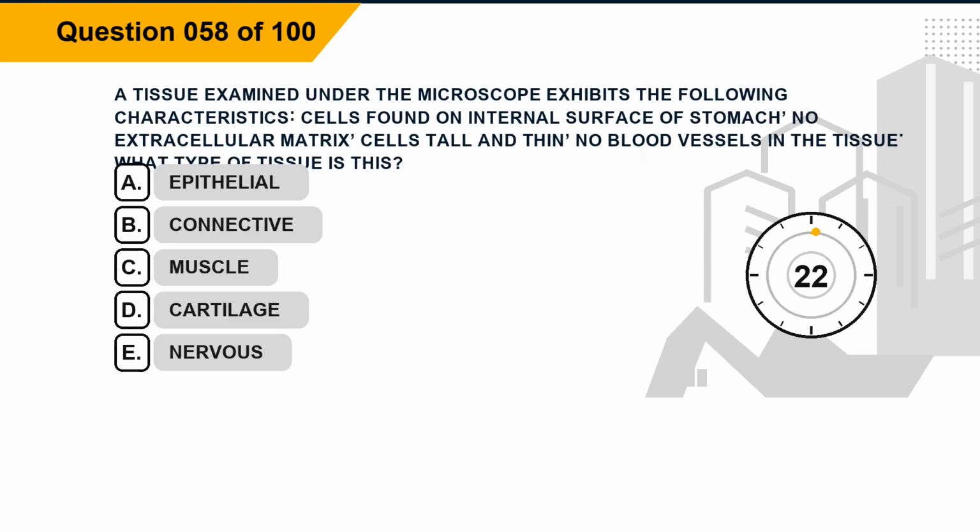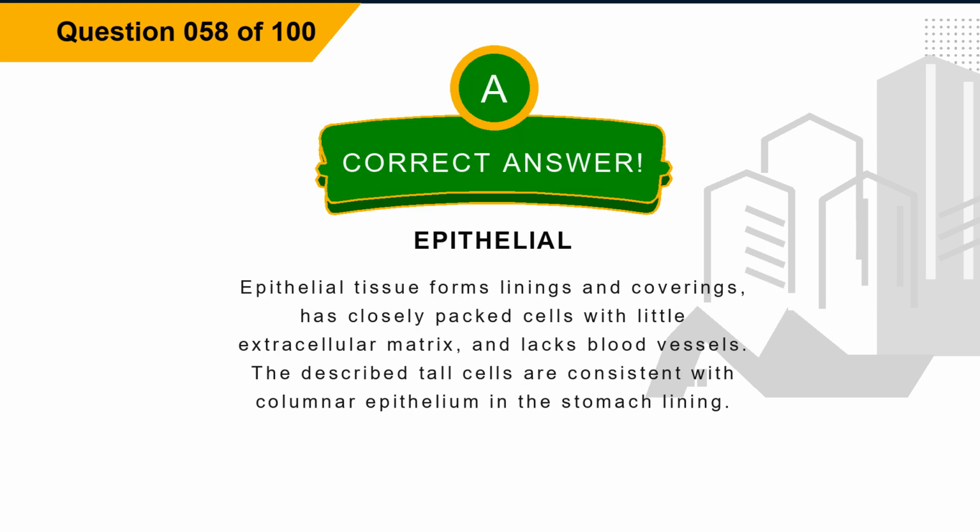Question 58. A tissue examined under the microscope exhibits the following characteristics: cells found on internal surface of stomach, no extracellular matrix, cells tall and thin, no blood vessels in the tissue. What type of tissue is this? Option A, epithelial. Option B, connective. Option C, muscle. Option D, cartilage. Option E, nervous. The correct answer is option A, epithelial.